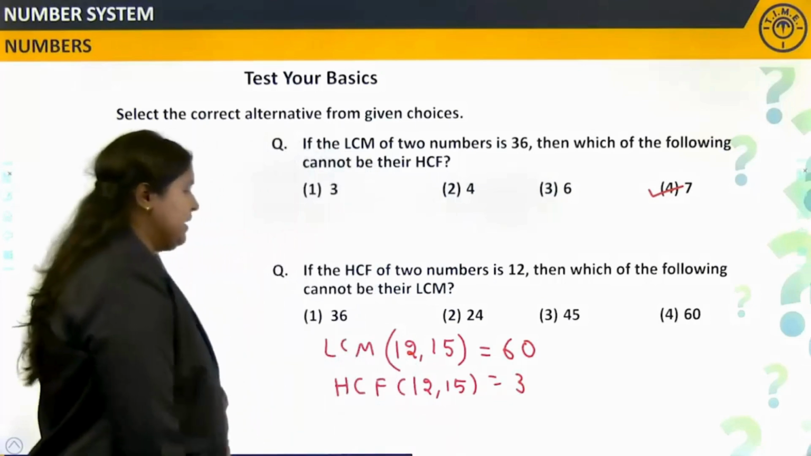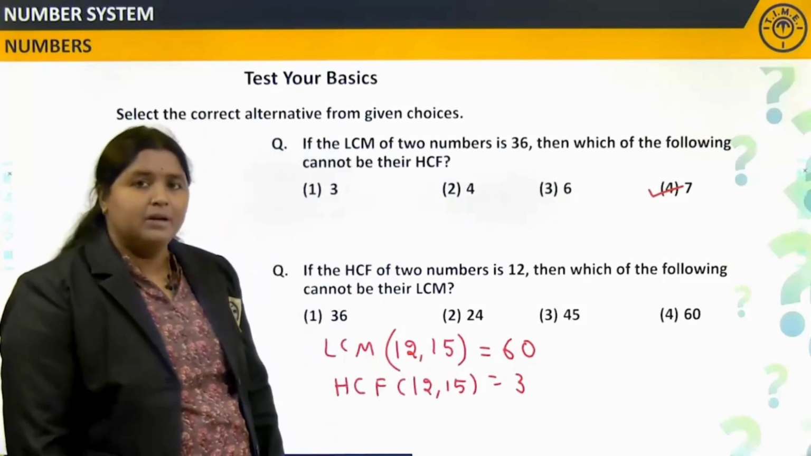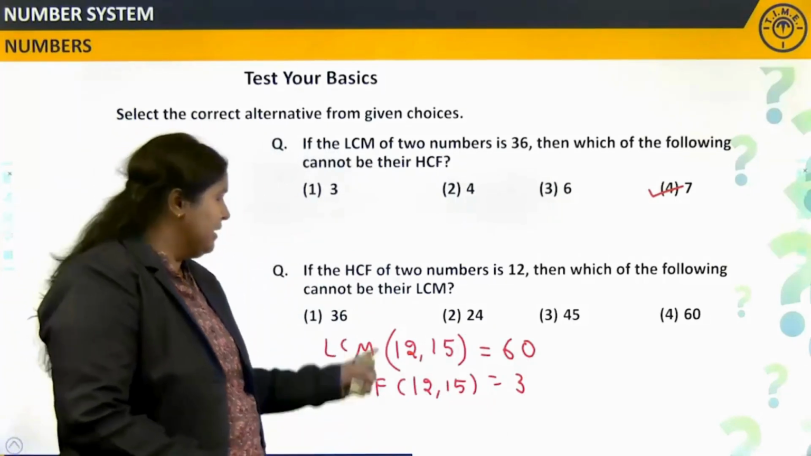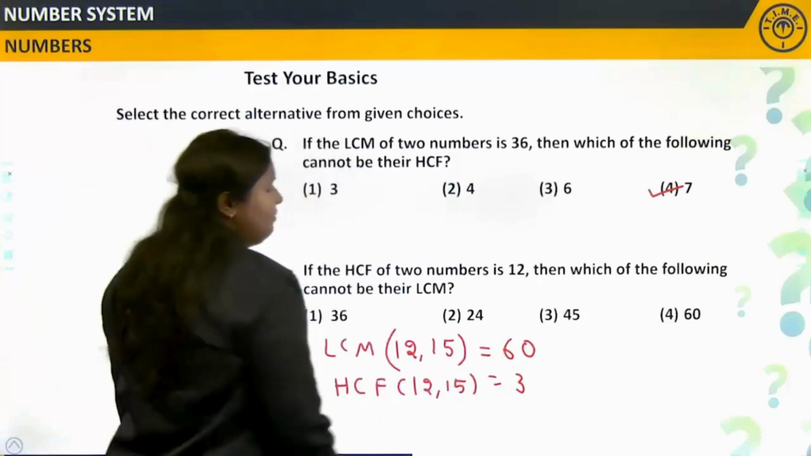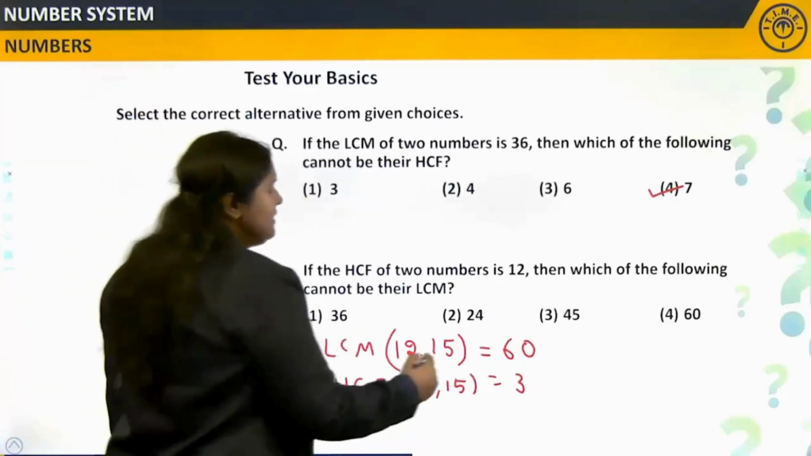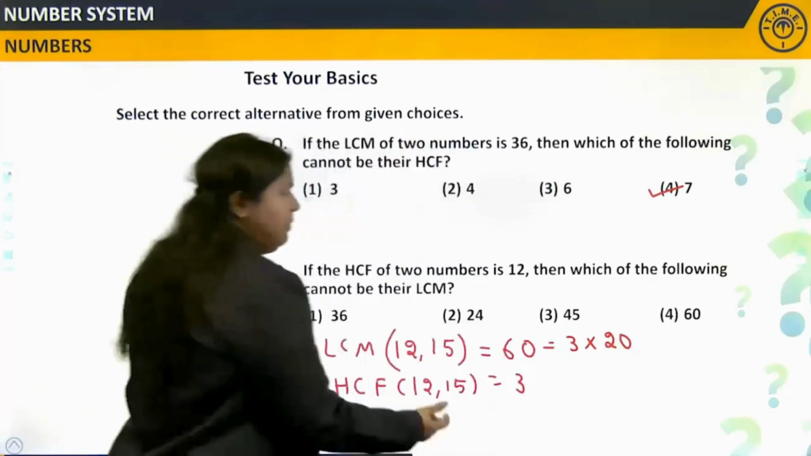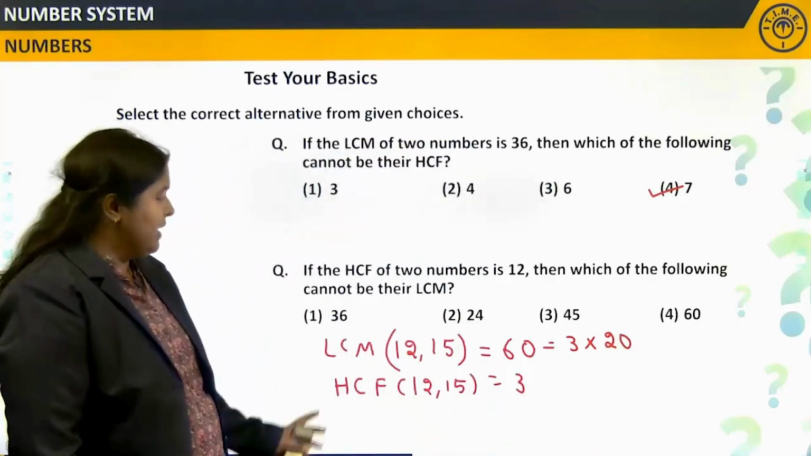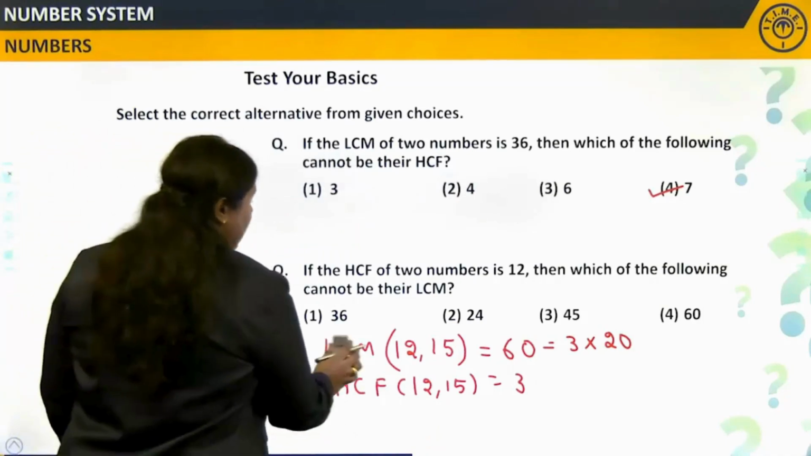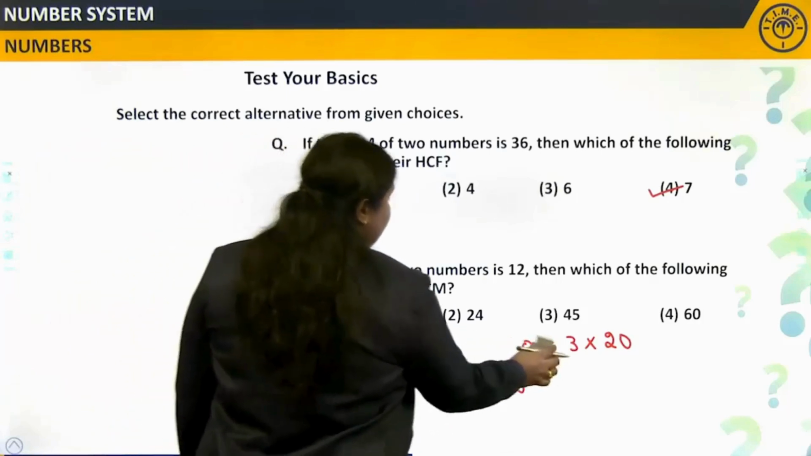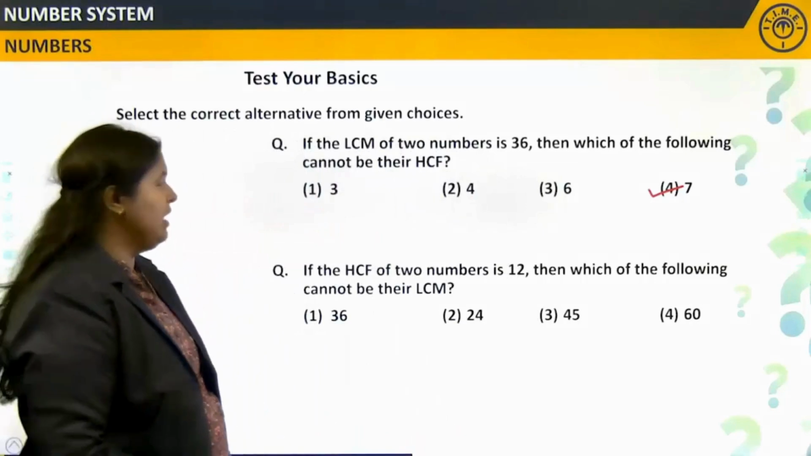Now, what is the connection? Just now we learned that HCF is a factor of LCM. Now, what about LCM? LCM is always a multiple of HCF. See, 60 is a multiple of 3. What is 60? 60 is 3 into 20. It's a multiple of 3, right? So, LCM is always a multiple of HCF. So, now we have to look at every choice present here and check which one is not a multiple of the HCF.